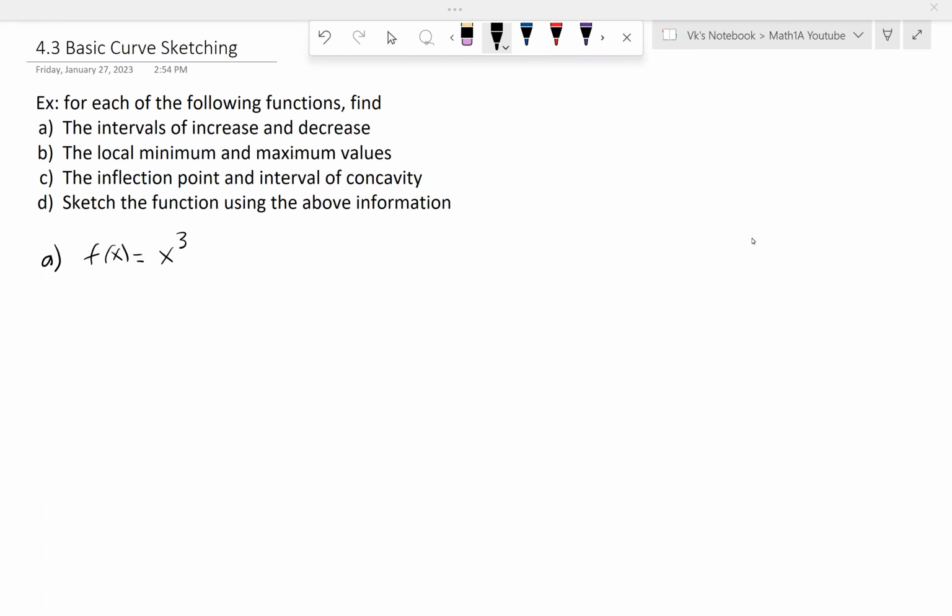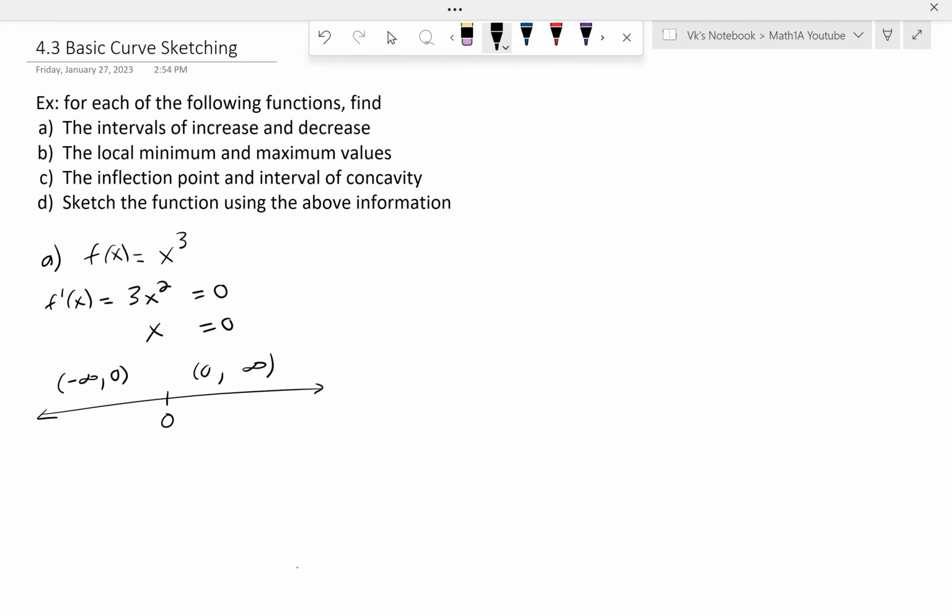f(x) equals x to the 3. We can do the first derivative. f prime of x is 3x squared, set equal to 0, and we have x equal to 0. So that's the critical point. And then from here, we'll do the testing. Let's get the intervals here. So we have two intervals, negative infinity to 0 and 0 to infinity.